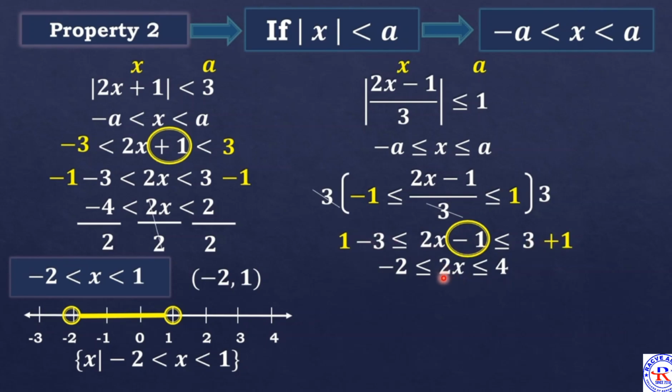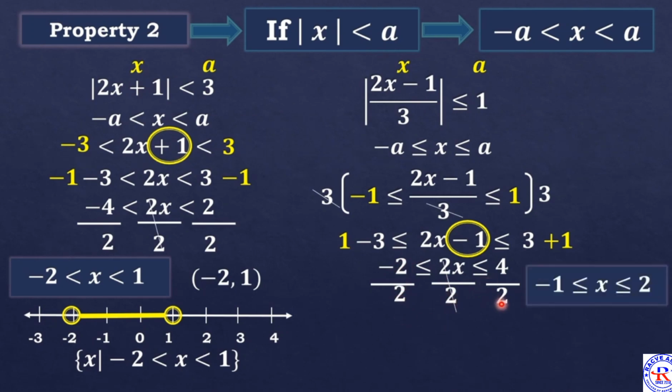Since meron pa tayong coefficient, divide both sides lahat by 2. So this will be cancelled. So ang may iwan na lang po is x. And then ito, negative 2 divide 2, negative 1. 4 divide 2 is 2. So ito na po siya. Negative 2 divide 2 is negative 1. 4 divide 2 is 2. And then copy your inequality.